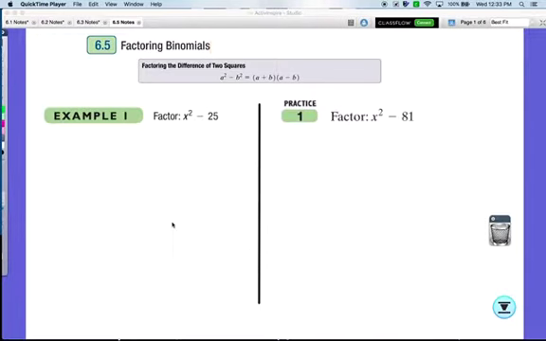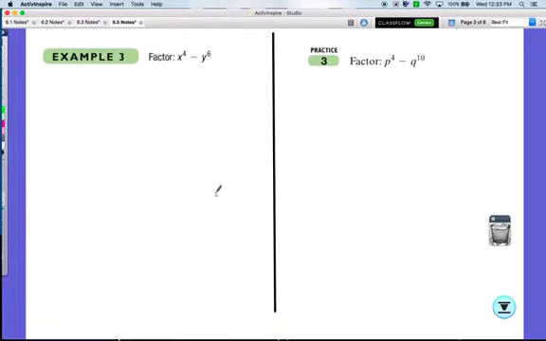Chapter 6, section 5. Last section in this chapter. So we've spent a lot of chapter 6 talking about factoring. The last thing we'll talk about is factoring binomials. Let's go through and look at some of these examples.